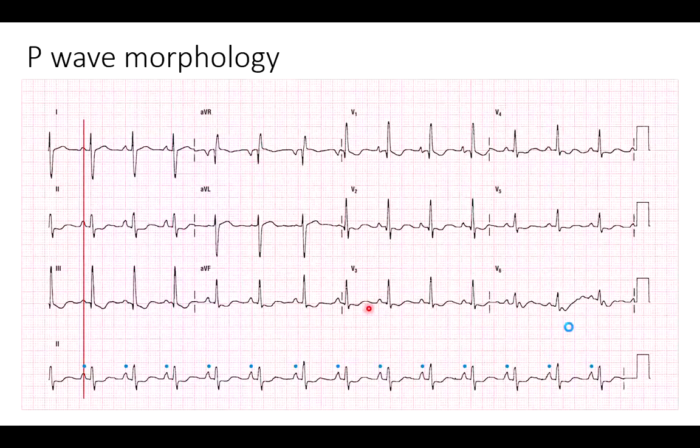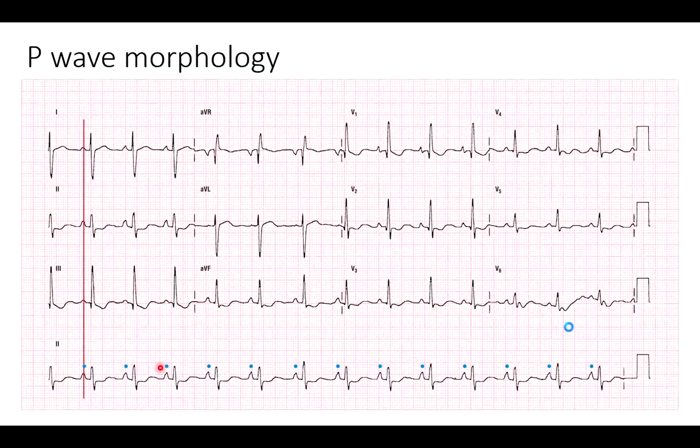Now, in some cases we see it reflected differently in some of these other leads. In this one, look here. Do you see how it's up and down? In this case, this is a biphasic P wave, meaning that its signal is perpendicular to V1. So, again, this can tell us a lot of different things about what's going on in the heart.